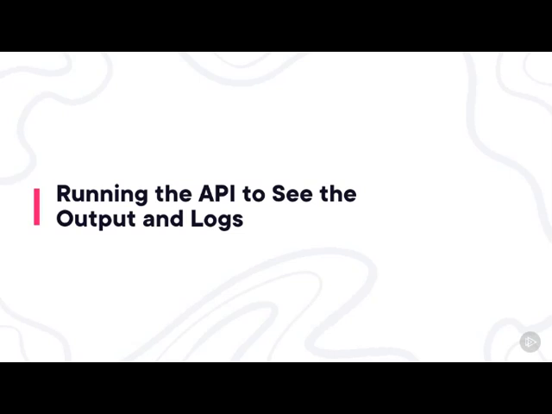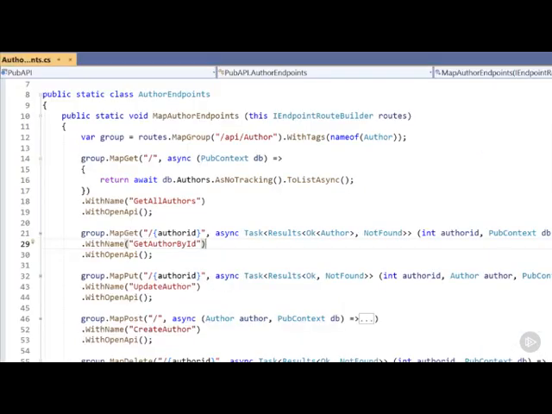Now comes the fun part. We can start running the API to see how things are working. Notice the map group parameter in the endpoints class. It's API author. Then each map method appends the relevant query string that's expected for that particular method, such as a slash with an integer that represents an ID to search for.